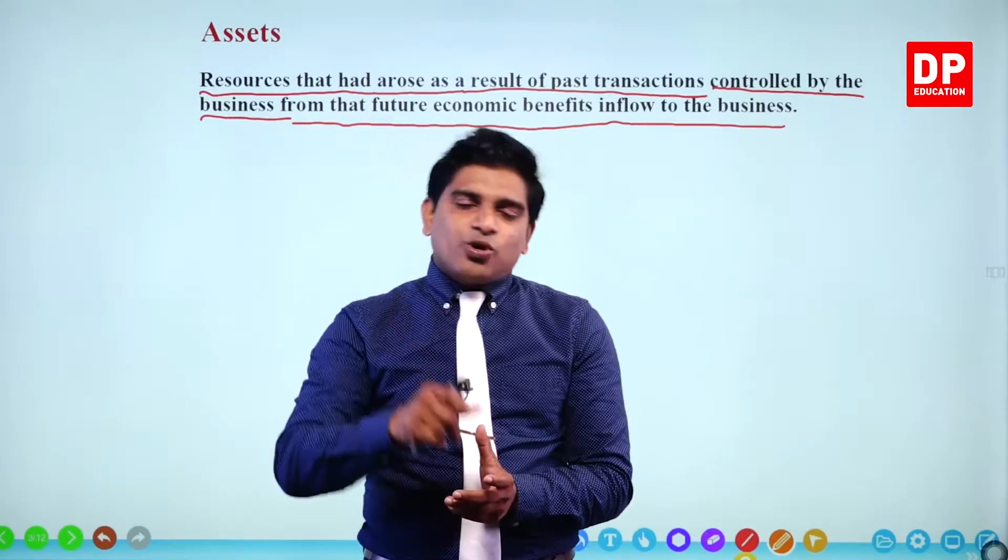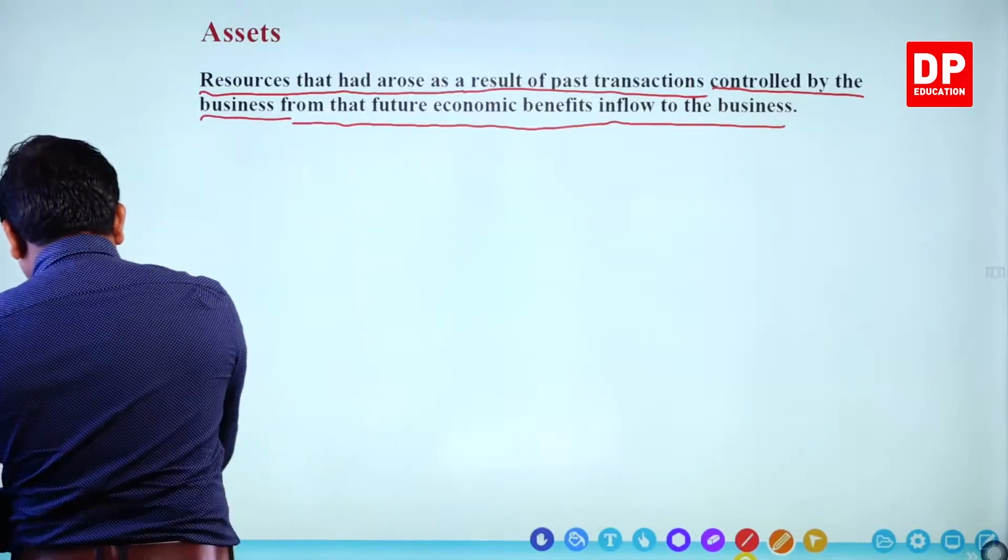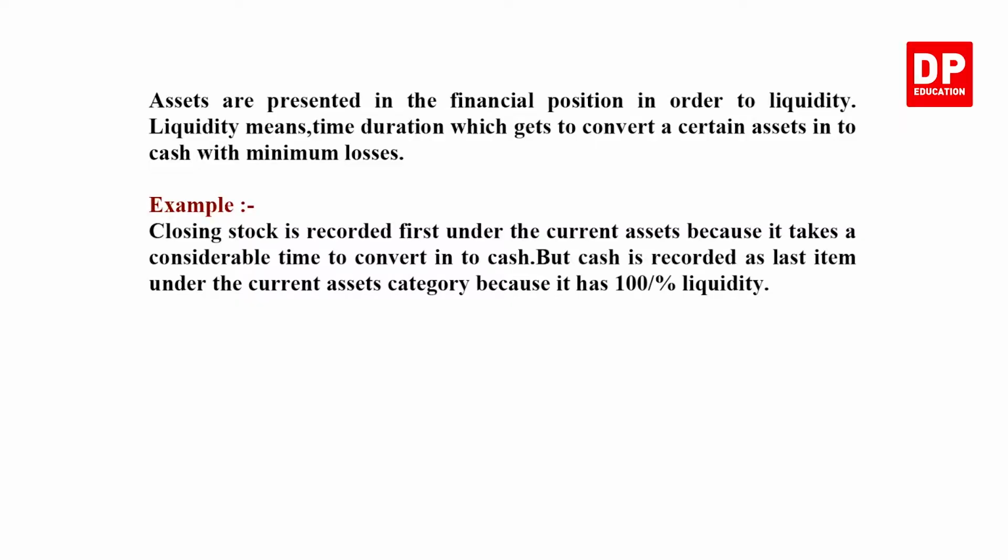Right? That is called assets. Now, assets are presented in the statement of financial position in order of liquidity. Liquidity. What do you mean by liquidity?